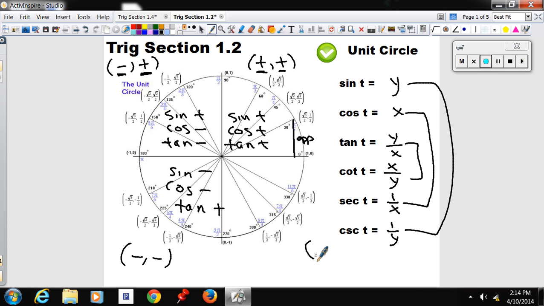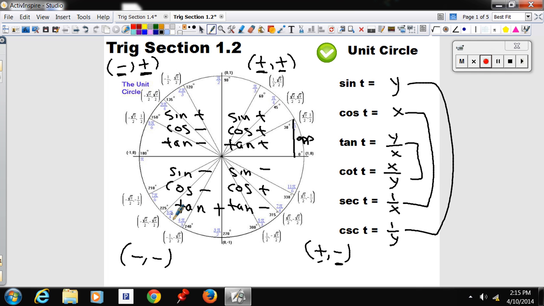And then to get into the last column, you need a positive first, then a negative. So your sine is your y value. That's going to be negative. Your cosine is your x value. That's going to be positive. And what's a negative divided by a positive?